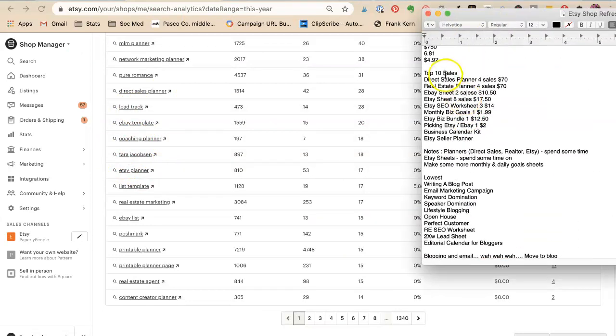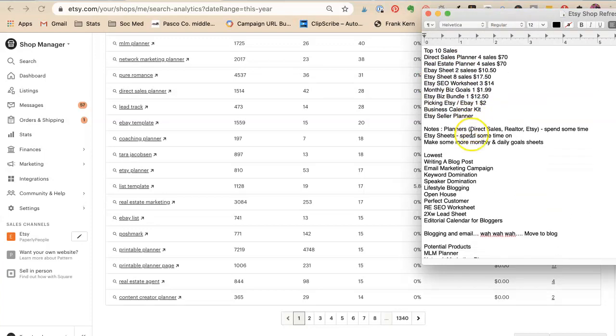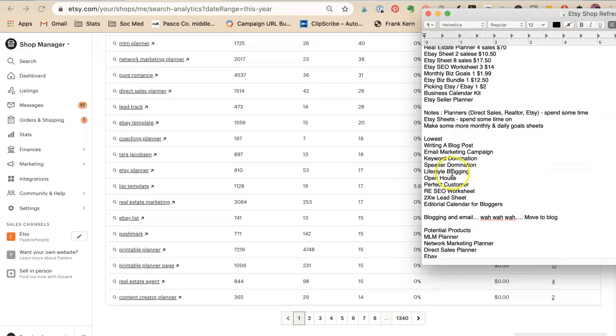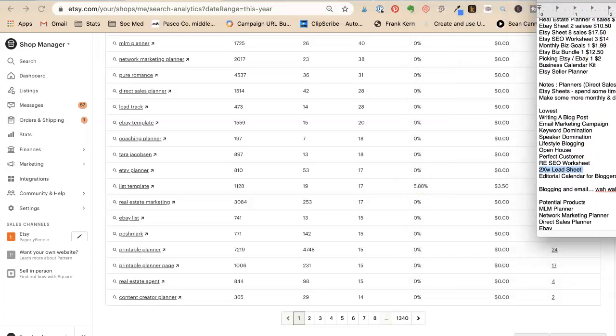Am I selling lead trackers? No, I'm not selling lead trackers. 2x2 lead sheet is in my lowest, maybe because my picture sucks. Okay. eBay template. They love eBay. Coaching planner. I have a coaching planner. Me. Like you guys won't have Tara Jacobson, right? I teach Etsy, so people search for me.